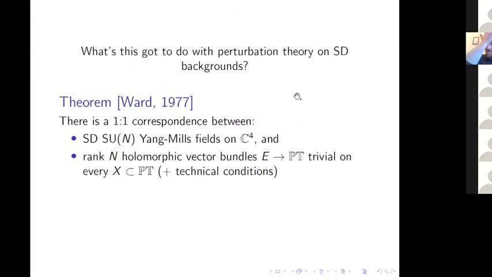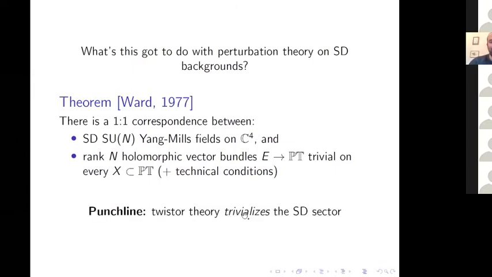For instance, for SU(N), it needs to have trivial determinant bundle and needs to admit a positive definite real form. That's like giving you a Killing form and making it SU(N) instead of U(N), basically. Anyway, we won't be too concerned about those technical conditions. The punchline is that twistor theory in some sense trivializes the self-dual sector by rewriting it in terms of holomorphic data on twistor space.